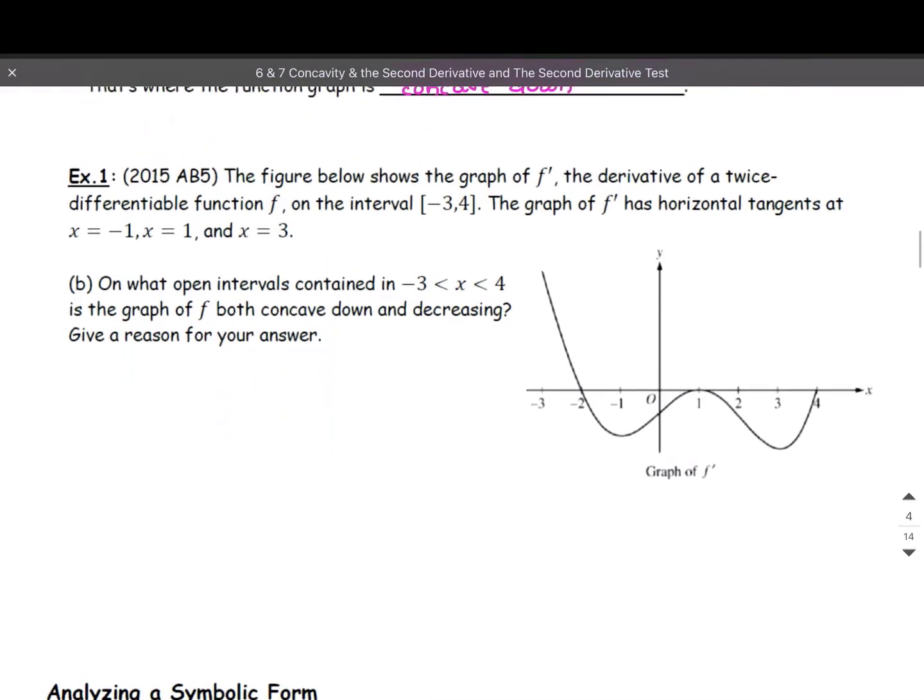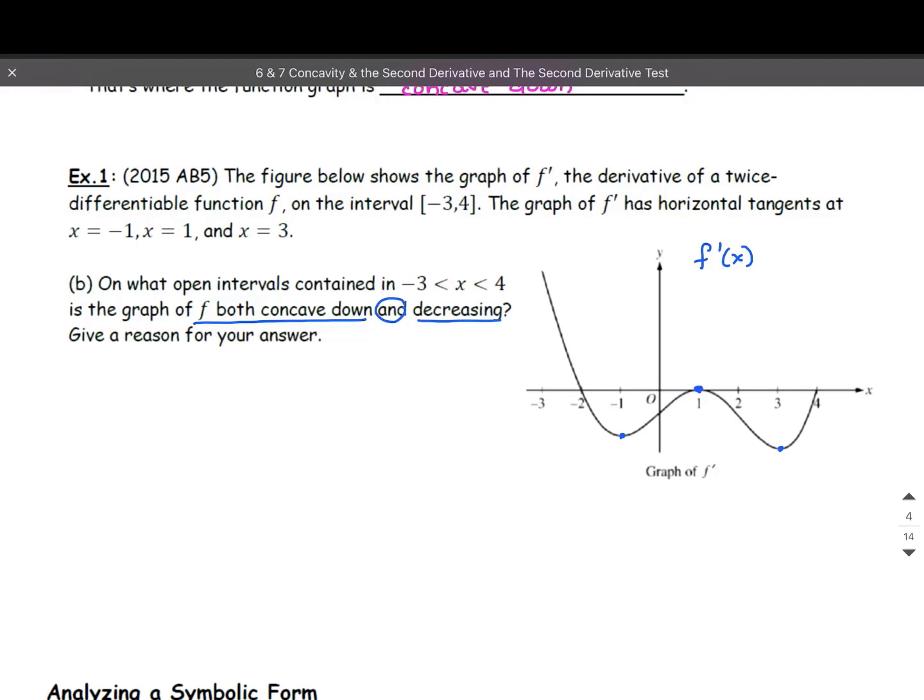Let's take a look at this. This is an example from 2015, AB5. The figure below shows the graph of f prime, the derivative of a twice differentiable function f on the closed interval from -3 to 4. The graph of f prime has horizontal tangents at -1, at 1, and at 3. So they're showing us where the maxes and mins are, okay? On what open intervals contained in -3 to 4 is the graph of f both concave down and decreasing?